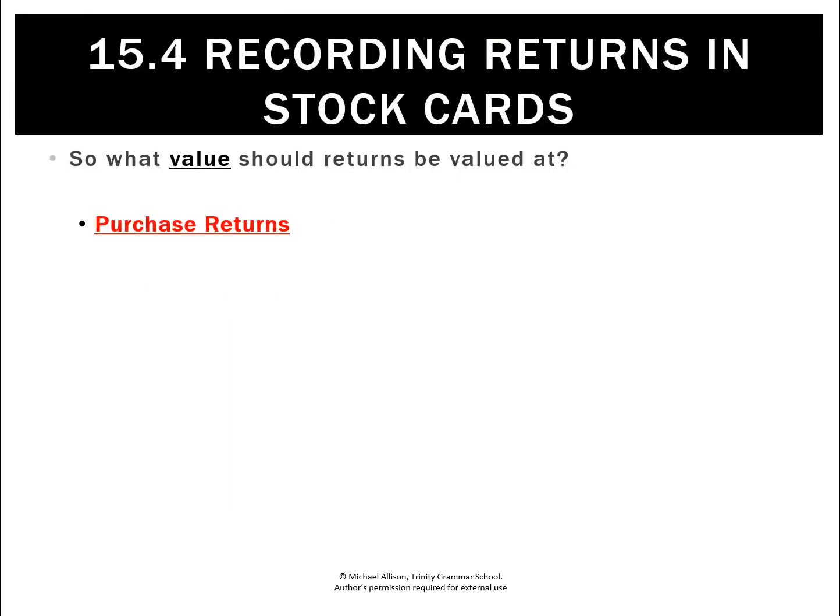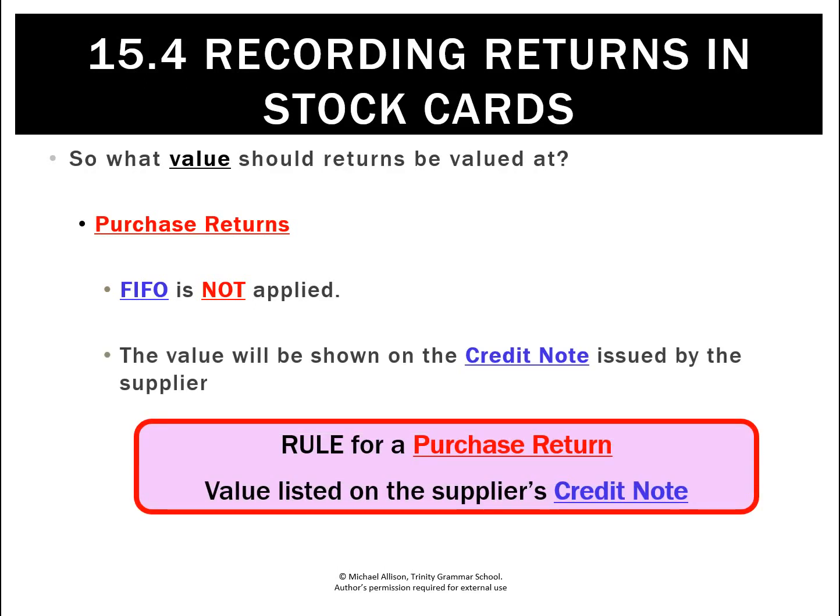So let's look at the value that we'll use for a purchase return. How should I value them? Because I'm not the one determining the credit here, the supplier is. So I'm actually not going to apply FIFO. The value I'm going to use for all purchase returns is whatever's listed on the supplier's credit note. They're the one giving me the credit, so I'll use whatever they decide the amount is.